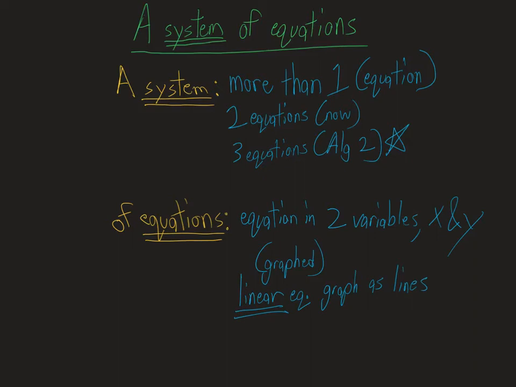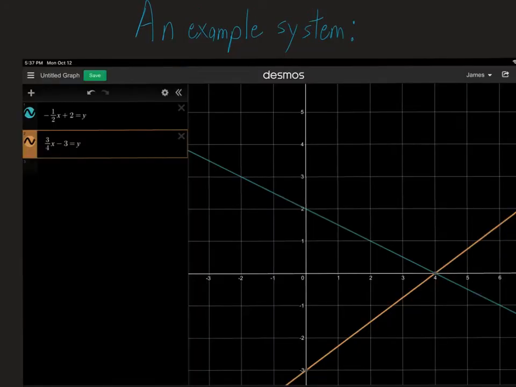All right, so let's take a look. Let's look at one. Here's an example system for you guys. Up here on the left, this is Desmos. Here are our two equations. These are the two equations we just graphed. Notice they're both in slope-intercept form. They're both solved for y. They both have their slope and their y-intercept, and they were just simply graphed.